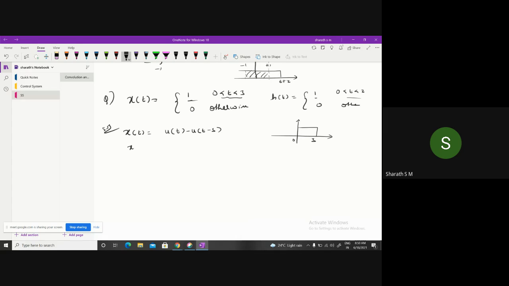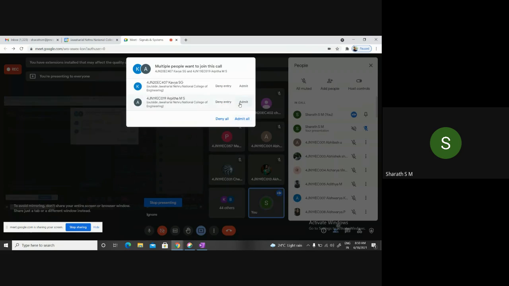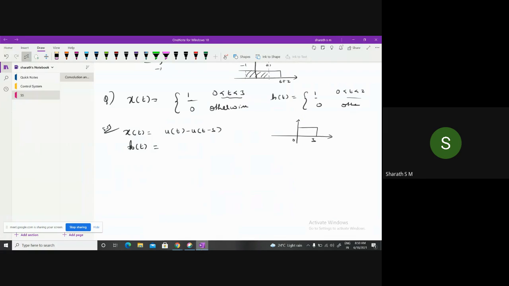In the same way, for h of t, how do we write it from 0 to 2? It is u of t minus u of t minus 2. Then we write down the convolution equation: x of t convolved with h of t is the integral from minus infinity to plus infinity of x of tau into h of t minus tau.